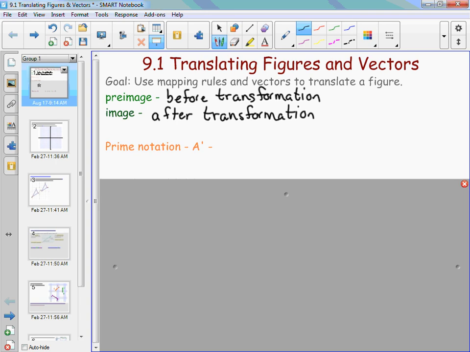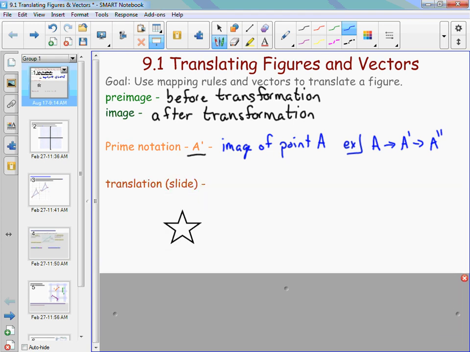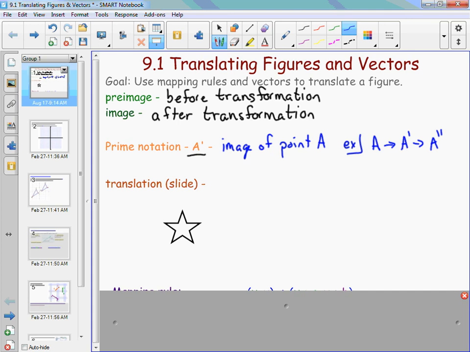When talking about using transformations, we use what's called prime notation. So for example, this piece here is read A prime, and it is the image of point A. We have point A, we transform it, we have A prime. We transform it again, we have A double prime, and so on and so forth as it continues. We add another prime for each transformation.